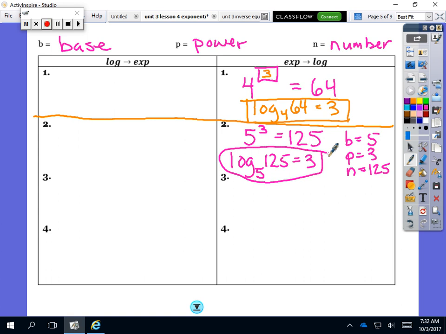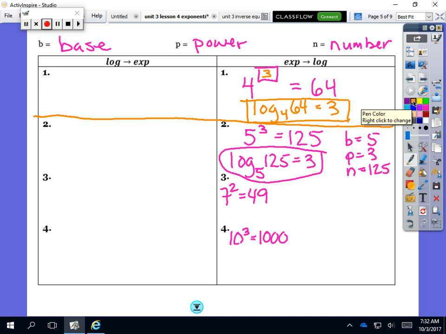So you try, I have 2 for you to try. 7 squared equals 49. Write that in log form. And 10 to the third equals 1,000. Stop the video. Try those 2 and then come back on.